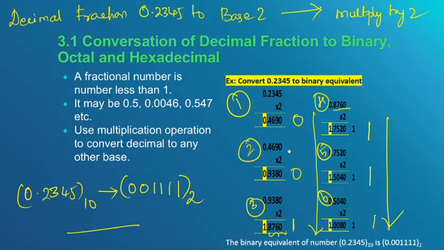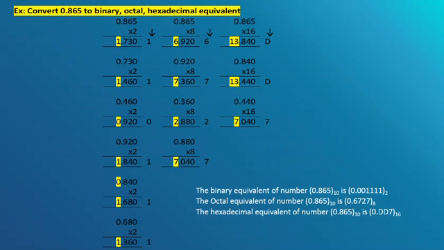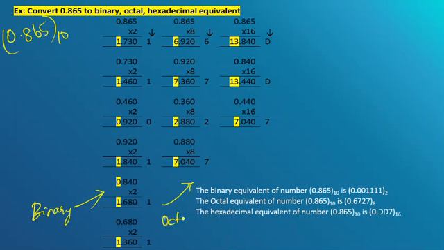So let us see another example so we can understand how clear it is. Now I am going to consider 0.8650, that is the decimal part, to be converted into binary format. I am going to do it for all three: binary, octal, and hexadecimal. So this first one is for binary, the second one is for octal, and the third one is hexadecimal.